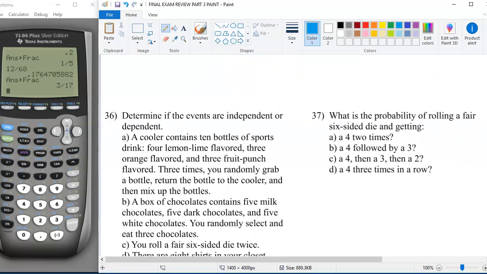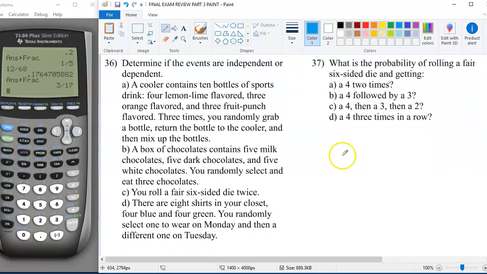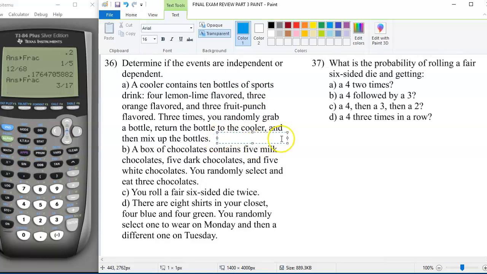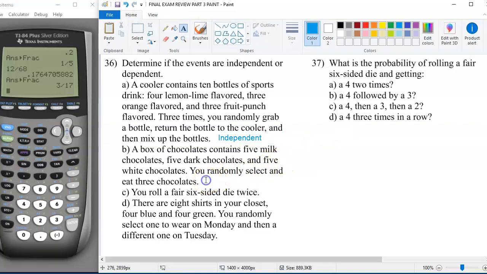All right, we're moving on here. We're going to get this. Independent or dependent events. All right, a cooler contains 10 bottles of sports drink. You grabbed a bottle, returned it to the cooler, and then mixed up the bottles. You probably shouldn't do that, but it is independent because each draw looked exactly the same. You did not change the contents of the cooler because you grabbed a bottle, you put it back, and then you mixed up the bottles. So each draw was independent.